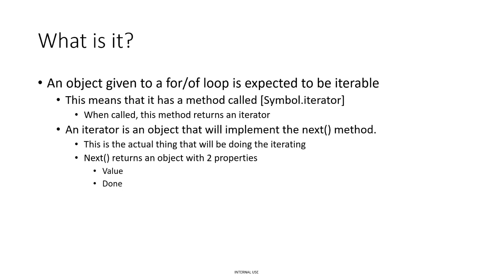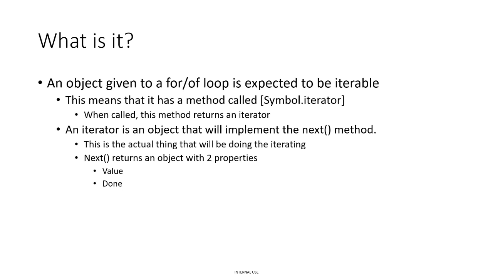you implement a method called symbol.iterator. It's interesting, we see that symbol word there again. So this is a unique property of the object that calls a method named symbol.iterator. When called, this method returns an iterator.